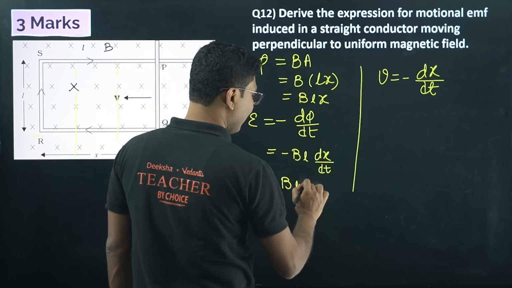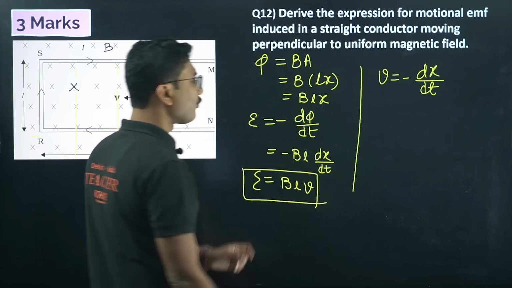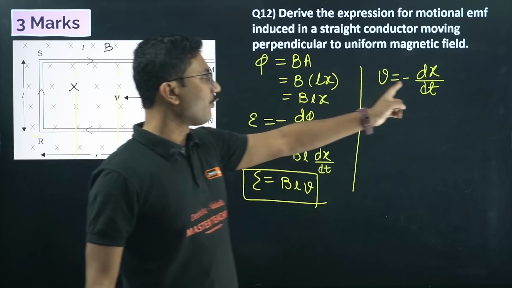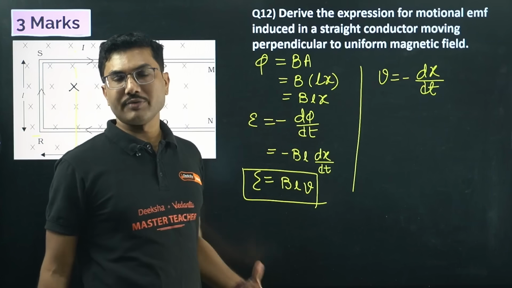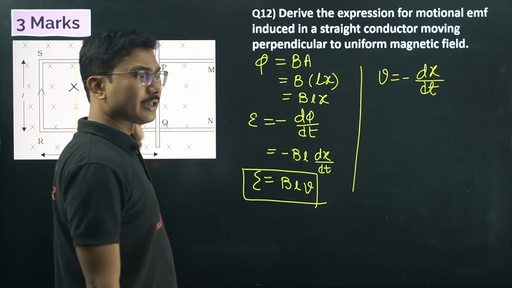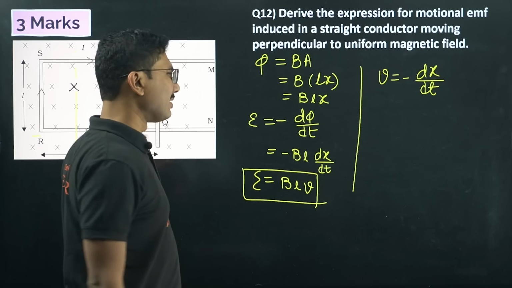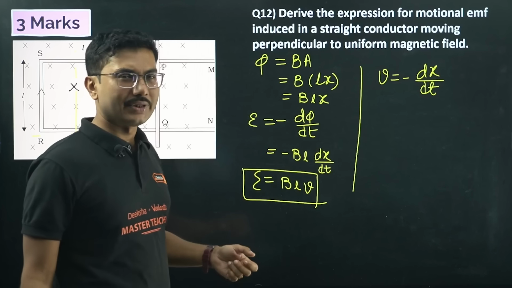So we get BLV. So induced EMF is BLV. Don't forget the minus sign, and don't forget the minus sign in V either. The actual result is positive, so don't make a mistake over here. Very simple, easy derivation. Draw the diagram, explain a little bit what is length, what is width of this wire, what is area, and then start with the derivation.